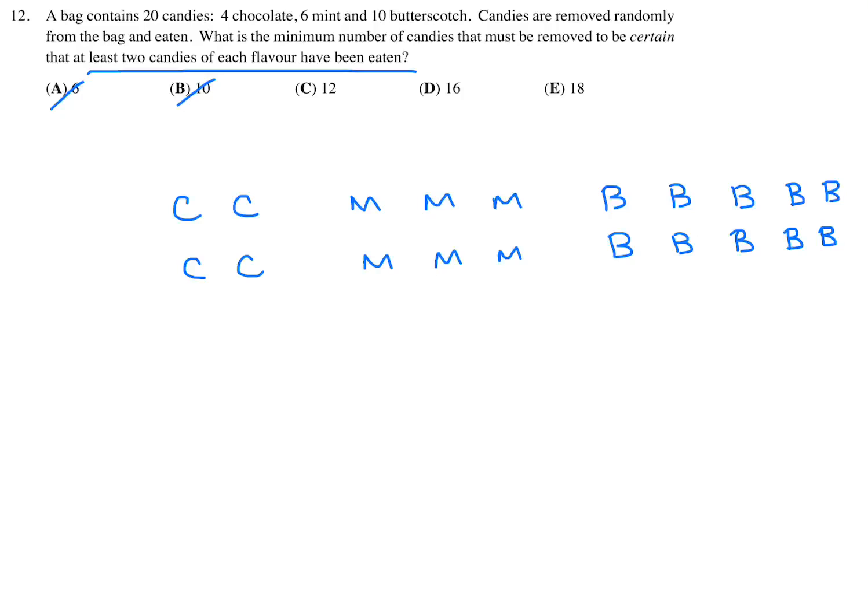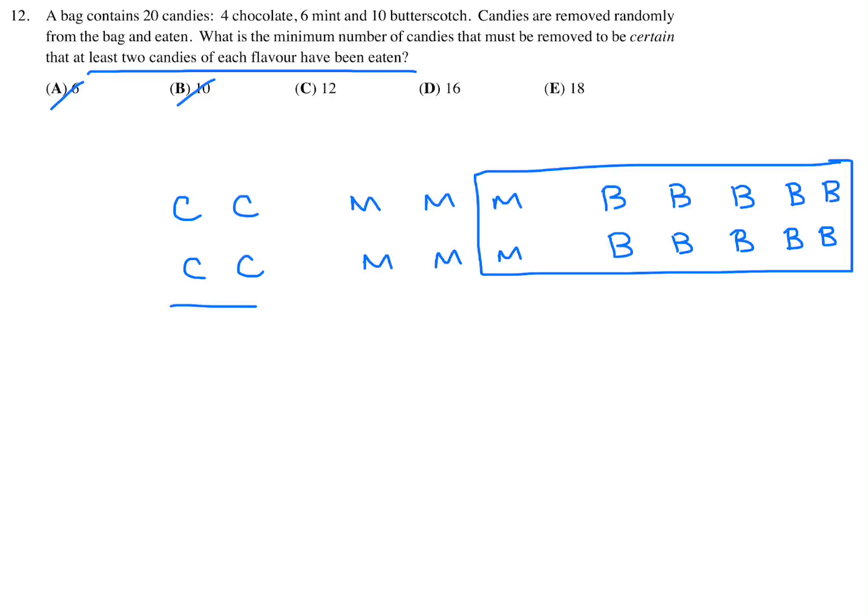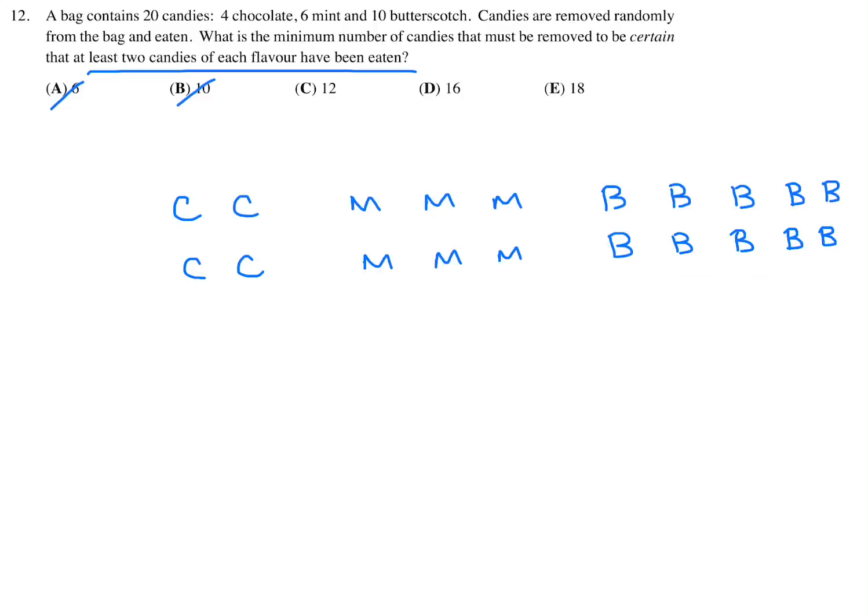How about if I took out 12? Well, again, that could be a scenario. You certainly haven't eaten any of the chocolate. So you keep going like that, and you'll find that the only way is between 16 and 18. So let's just go with 16. So 16 would be these 10 and another 6.